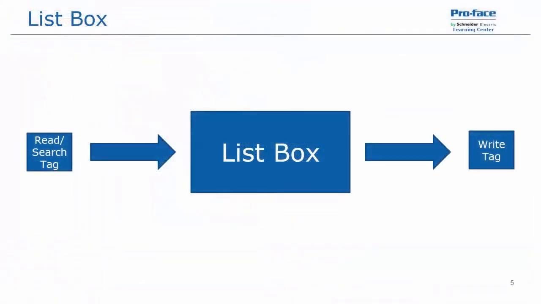And now we will look at the list box. But before we configure it on the screen, I want to quickly go over how the list box works. So the list box object has two tags. It's a read search tag and a write tag. And the read search tag essentially writes the value into the list box for looking for a particular item in the list. And then whenever an item is selected, that item comes out to the write tag. These two tags are not dependent on one another. You can do a write without doing a read search and vice versa. You don't need one to do the other. They can be independent or they can be used together.